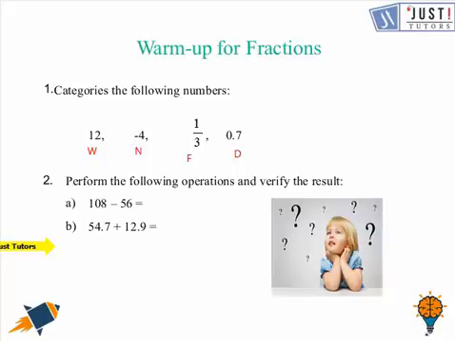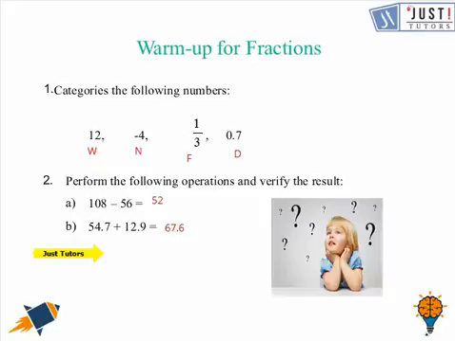Now let's come to question number 2. Part A says 108 take away 56. So we need to perform the basic operations, and if we do the take away here, the answer would be 52. Likewise, for part B, it says 54.7 add 12.9. So if we add these two decimal numbers, the answer would be 67.6. And make sure you align the decimals properly while adding. Pat your back if you've got all the answers absolutely correct.